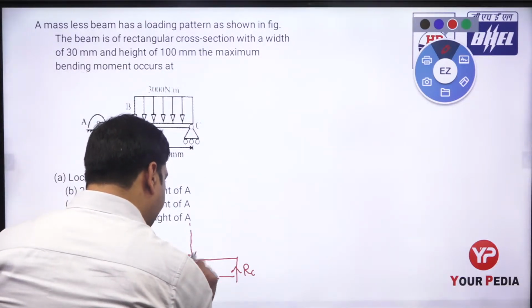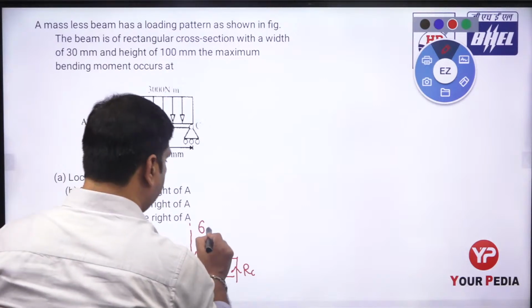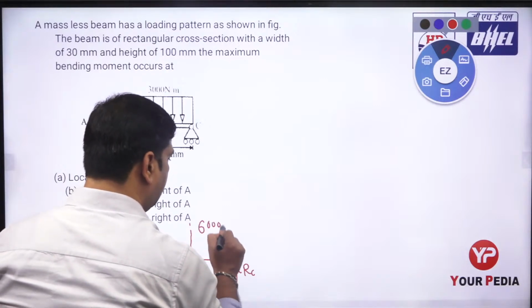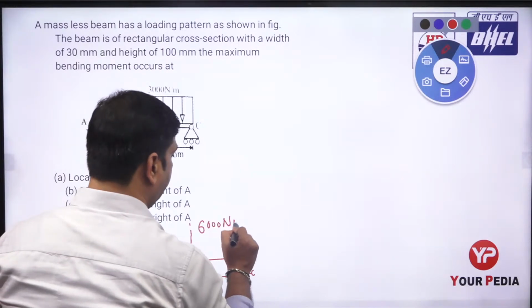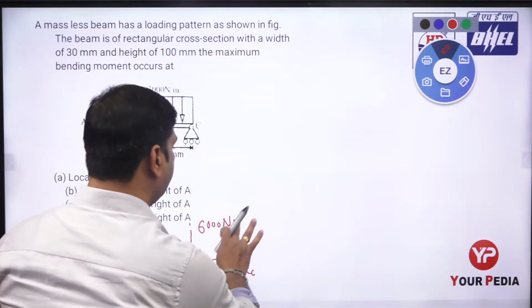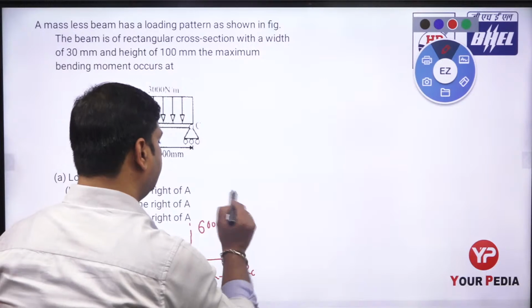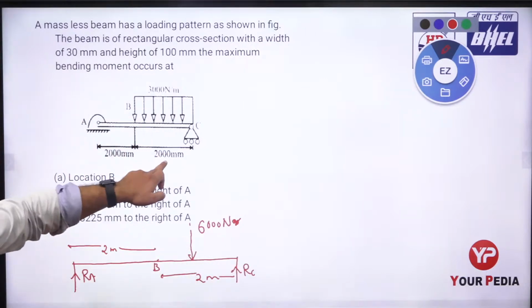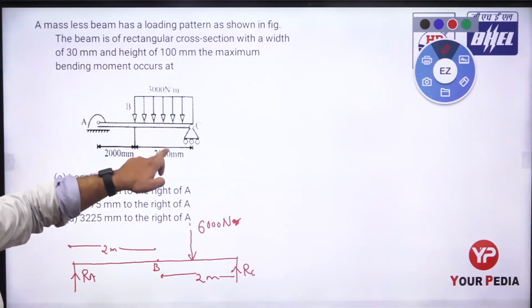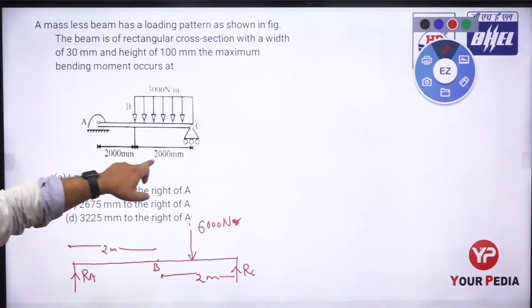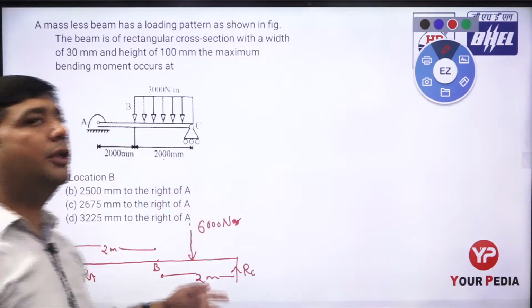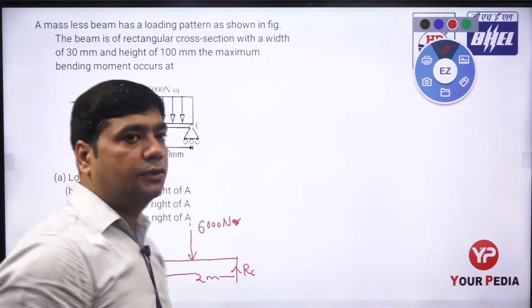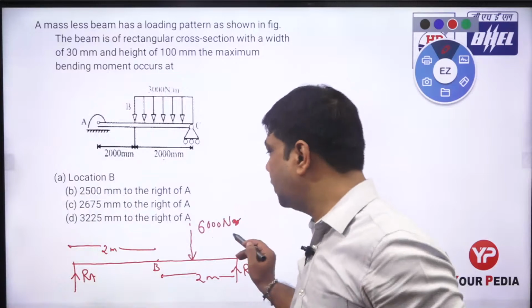So it acts like this, a force of 6000 Newton. Sorry, Newton per meter is converted to force in Newton only. This is Newton. We are converting into the force 6000 Newton, because we multiply the length, 2000 mm converted to meters, with the load. So we take the force equal to 6000 Newton.